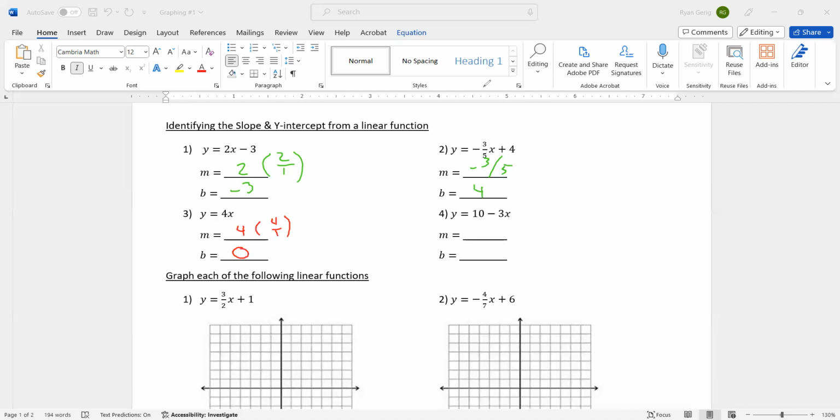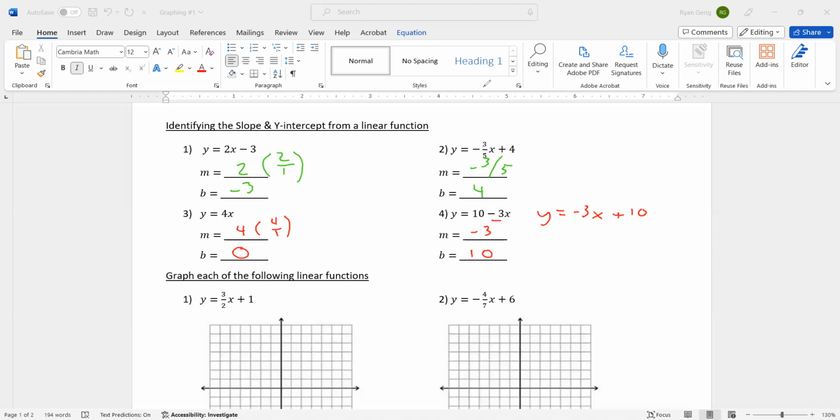And the last one is a little tricky because it's not written in the general form. If you want to rewrite it, you could and say y equals, put the number that's attached to x with multiplication first, but you got to include the sign. So it's negative 3x, and then the 10 is positive, so it'd be plus 10. A little easier to see right now. So it's negative 3 as the slope, or negative 3 over 1, and the y-intercept is 10.